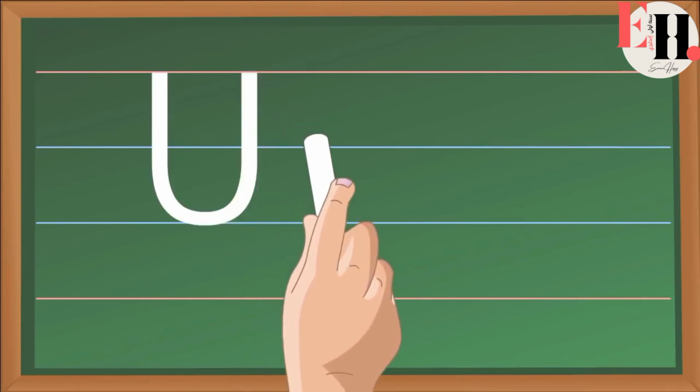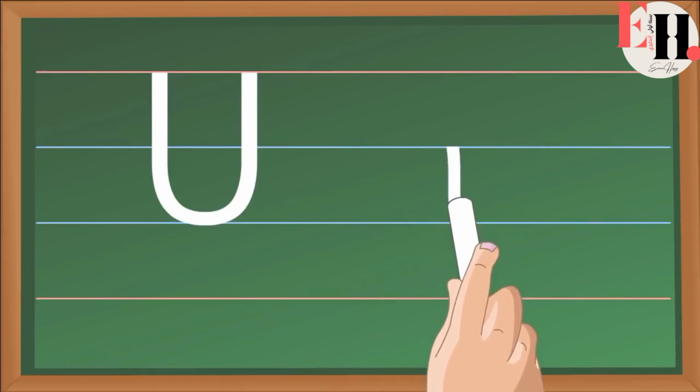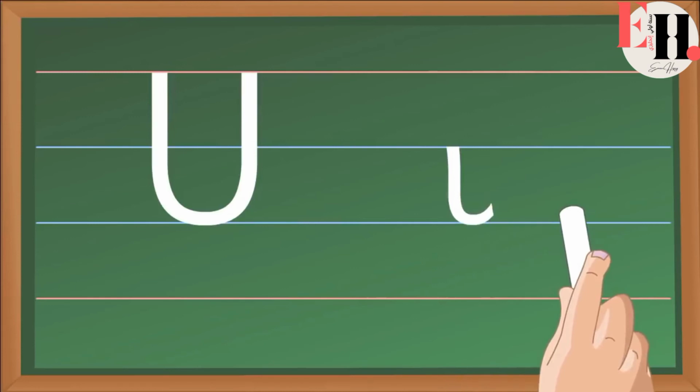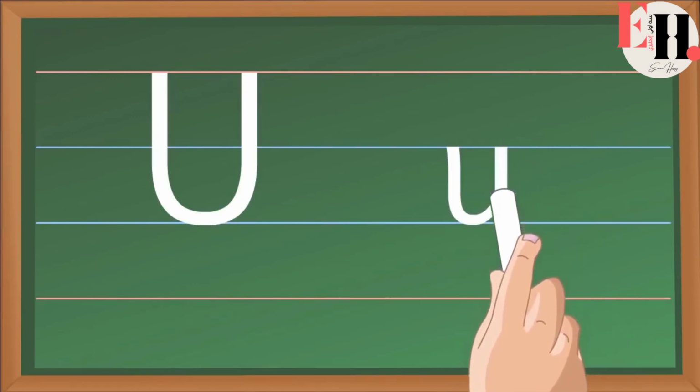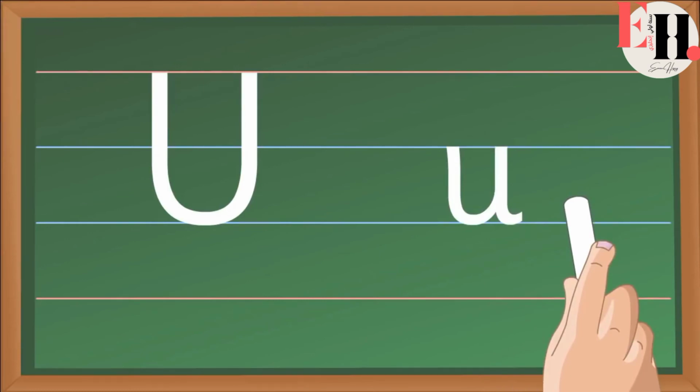Small u. Start from the middle and draw a standing line till the bottom and then slightly curve upwards. Again, go to the middle and draw another straight line downwards with a small curl at the bottom.